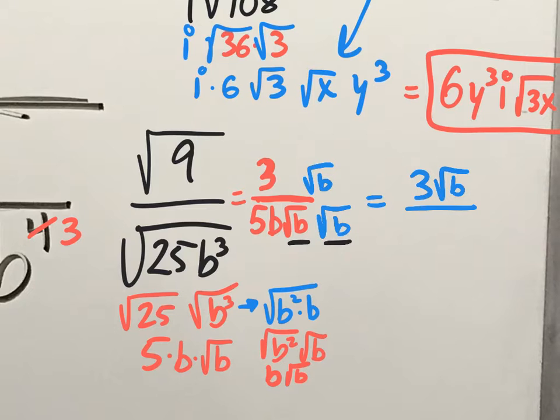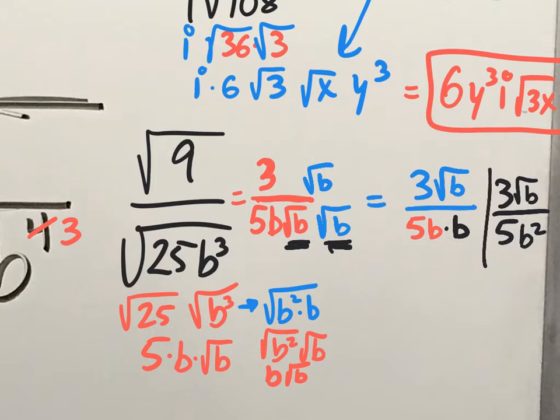So I do have the original 5b that was down there, but I also have this square root of b times square root of b, which is another b. So I need to actually multiply the b times b. So here is my absolute final answer, 3 square root of b over 5b squared. That is my answer to this question. And you're going to see these types of questions on the test Friday once again.